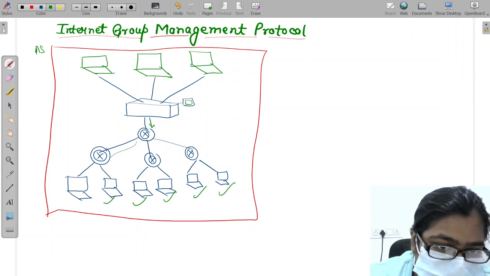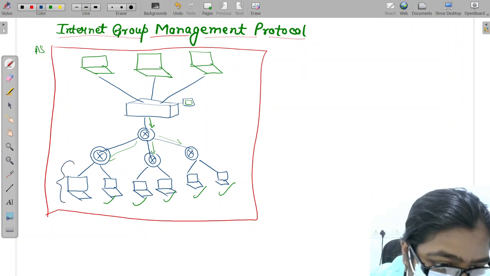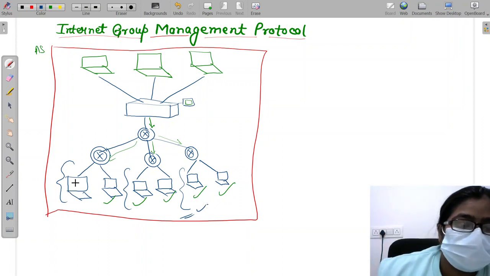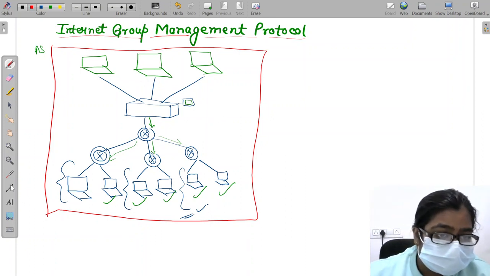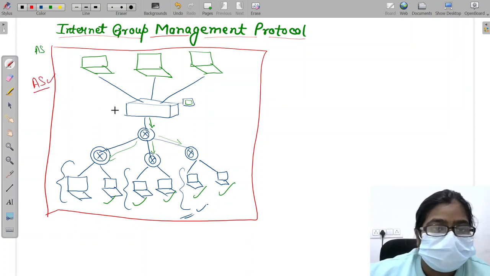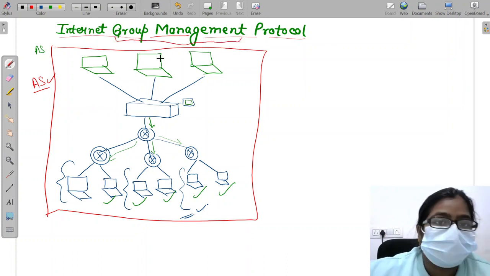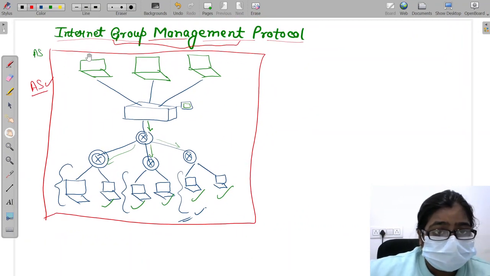Okay, so it should go here, here, and here. So it should be multicast in these groups. If we talk in the form of groups, it should be multicast in the groups. It is a very small autonomous system, but if there is a large system, then there should be a management of the groups. So for that management, this protocol was introduced, that is called Internet Group Management Protocol.